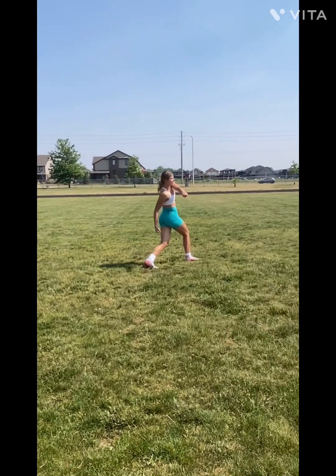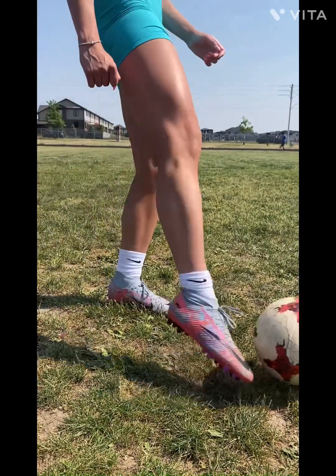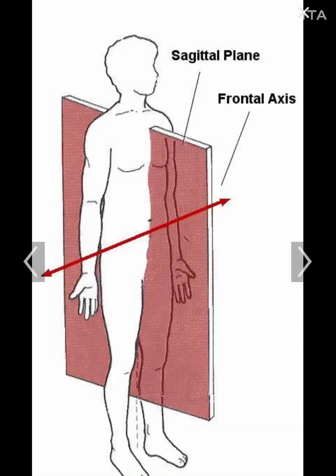Up next, I'm going to be discussing the different planes and axes that this movement takes place around. In the sagittal plane, about the horizontal axis, you can see where a majority of this movement takes place. This is because I'm mainly kicking the ball straight on.